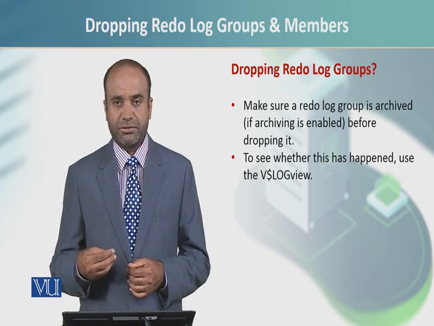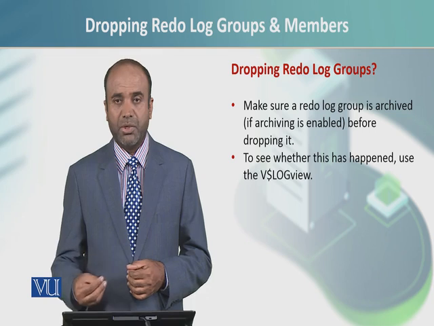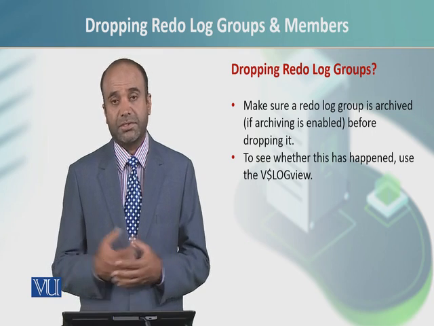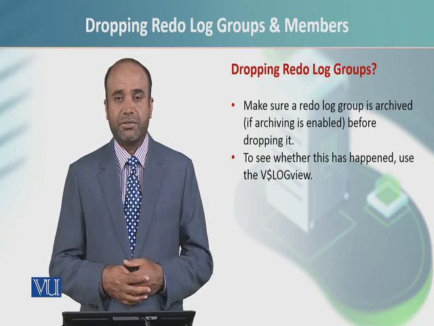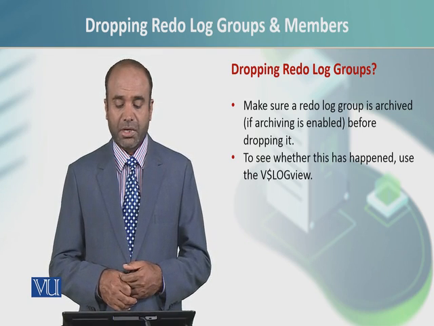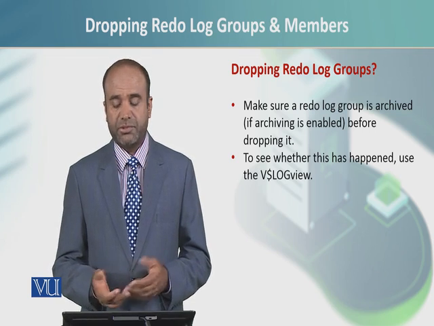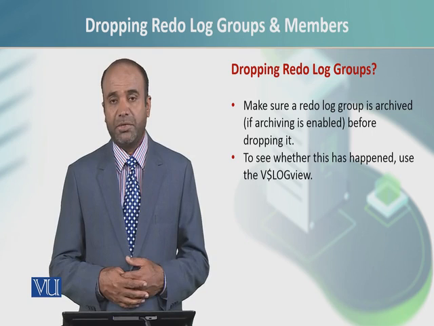We will discuss this issue in the archival and non-archival mode later on in more detail, but in this particular case we can say that dropping the files means that the redo log group should be in the archive mode. To see whether this has happened, how do we analyze with the help of metadata?